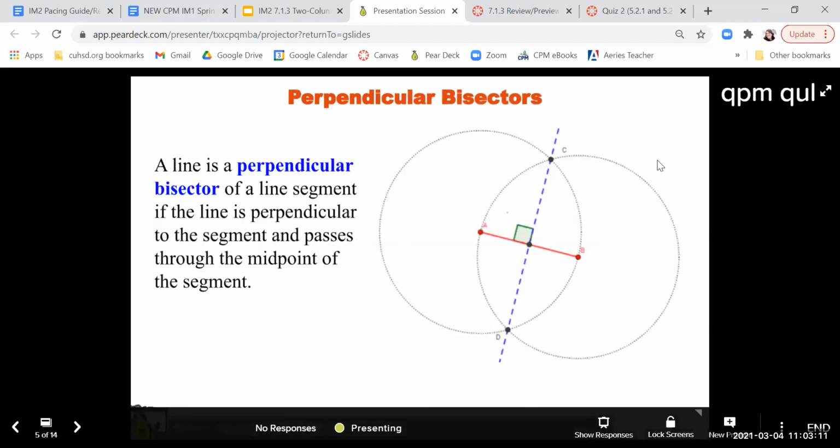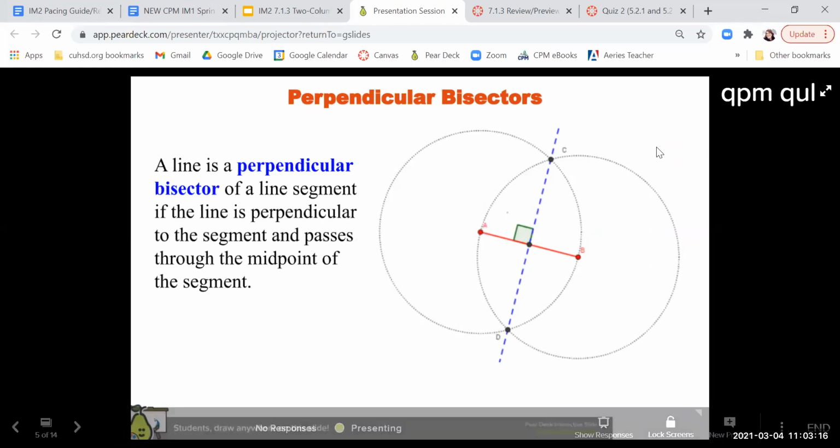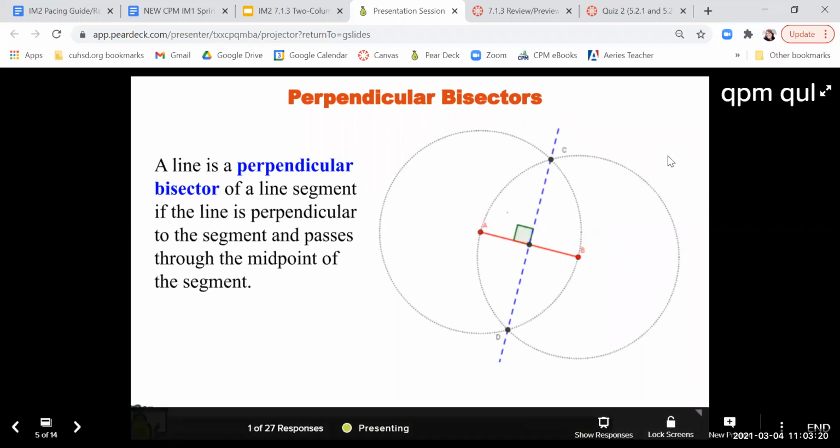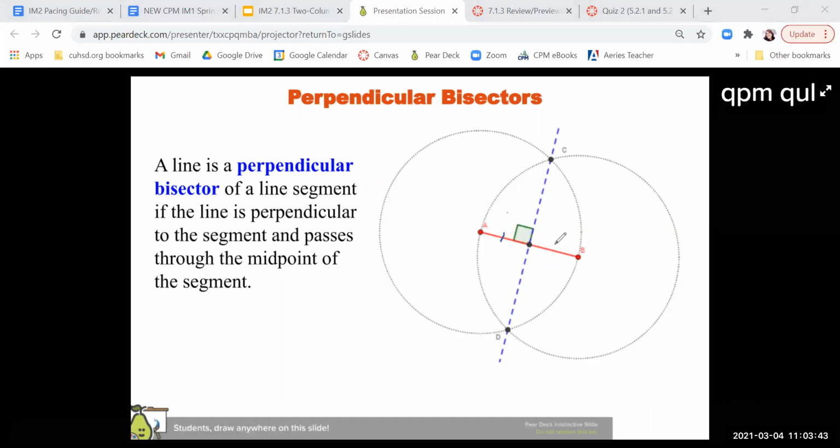All right, so this is a definition that we just want to look back on and make sure that we are clear about before we go into our first proof today. So a perpendicular bisector, remember we constructed these. A line is a perpendicular bisector of a segment if the line is perpendicular, that means at a right angle, to the segment and passes through the midpoint, which means it divides the segment into two equal parts. So an additional bit of notation we could add to this diagram is this equal to this.